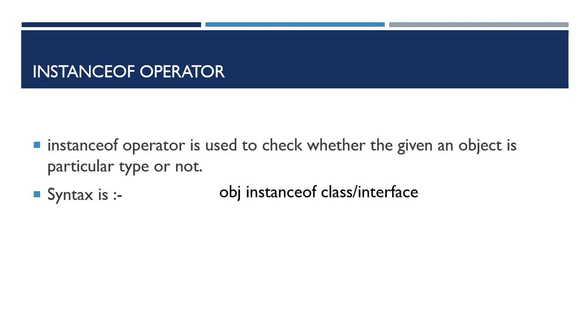If my object belongs to that particular class, then my compiler is going to give me the answer true. If it doesn't belong to that class, then my compiler is going to give me false as an answer. So friends, there are some rules and regulations that we should follow.